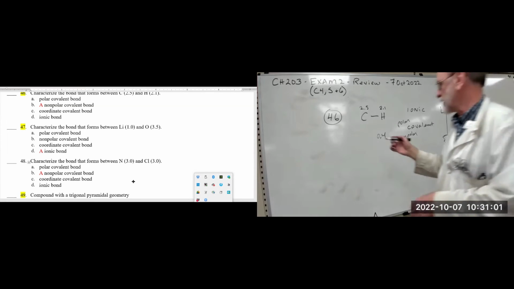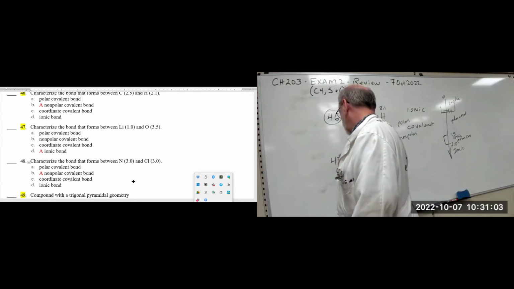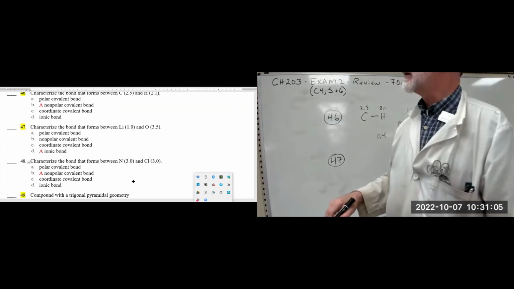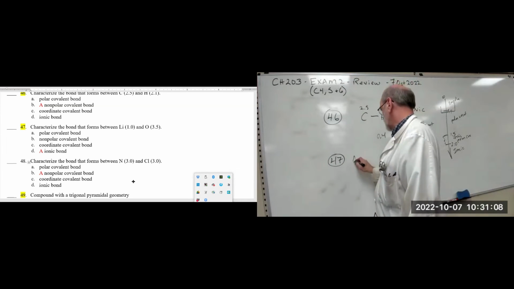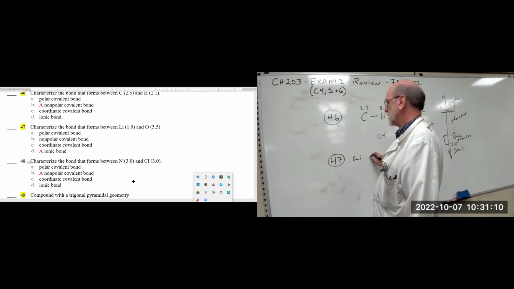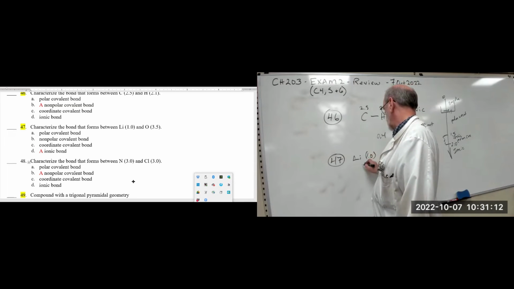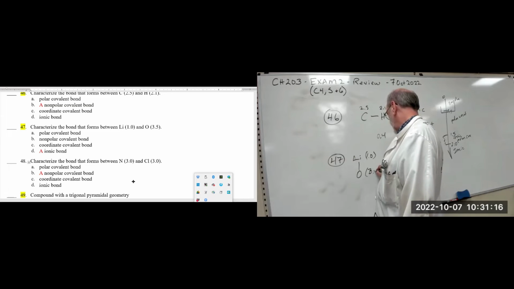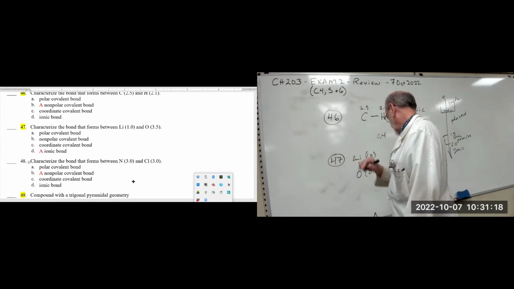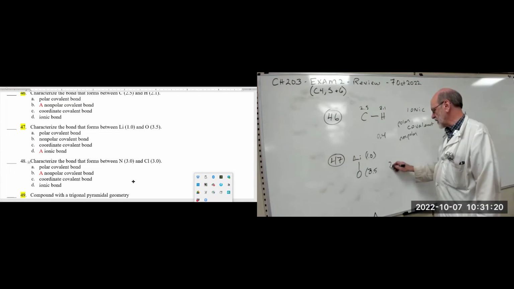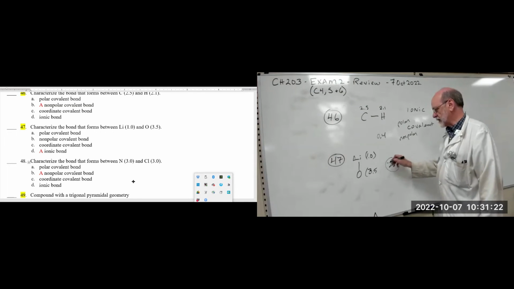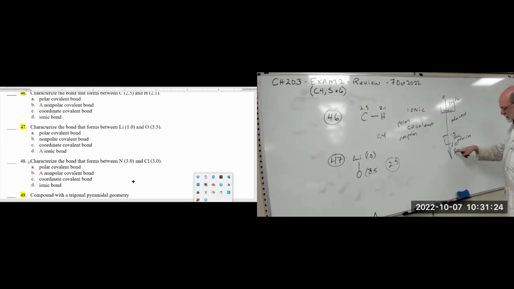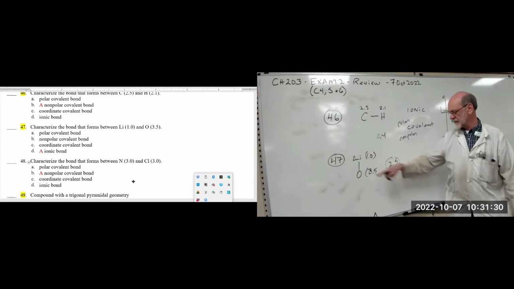The next one, 47, let's see what it does. Lithium and oxygen. Lithium at 1.0 and oxygen at 3.5. So subtract those together, you get 2.5 as the difference. So 2.5 is here. That's definitely an ionic bond between these two.